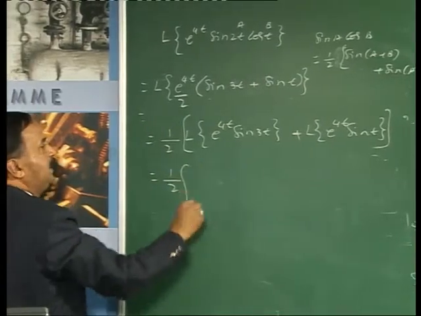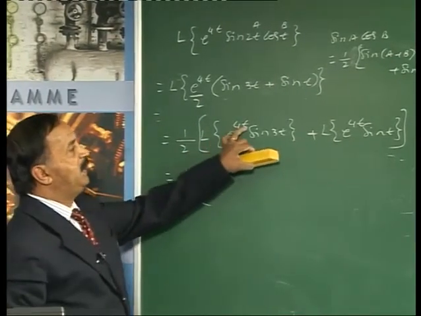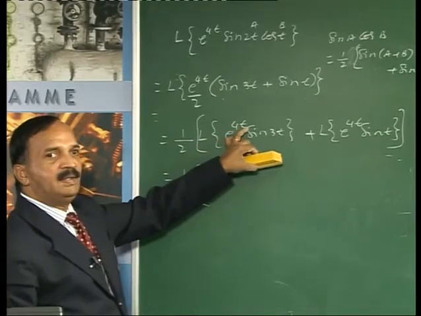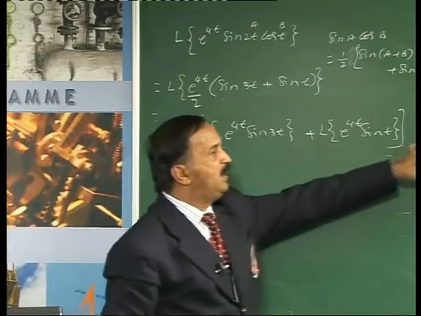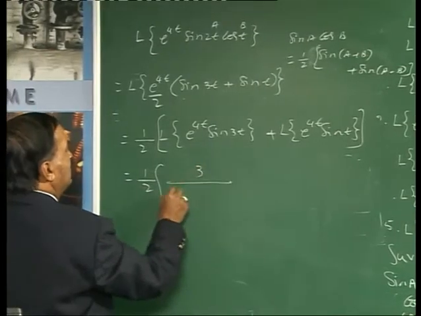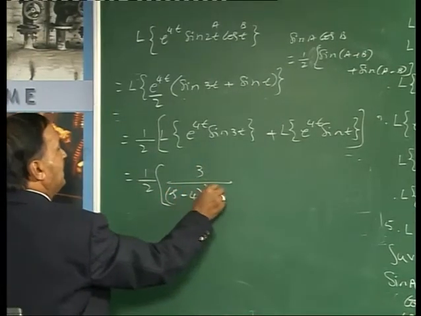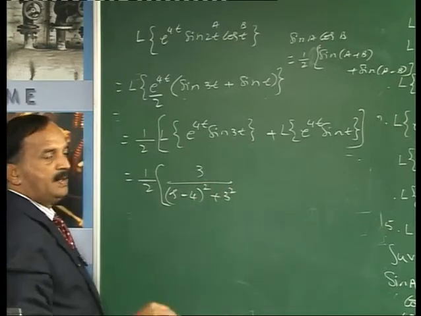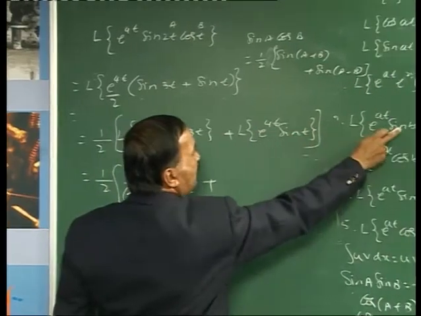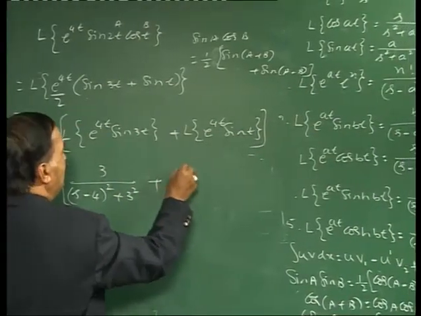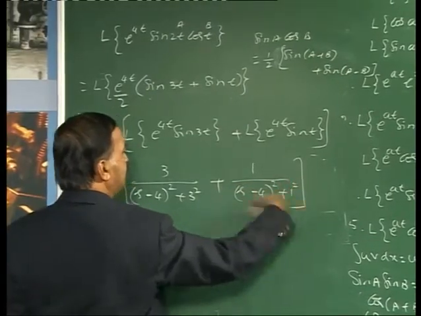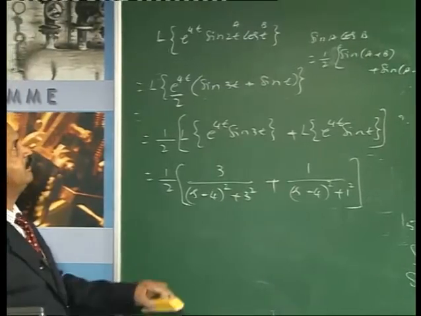That is equal to 1 by 2 into, it is of the form L of e to the power of at into sin bt. Use this formula here, put a equal to 4, b equal to 3, and you will get 3 by s minus 4 whole square plus 3 square, plus the same type here, put a equal to 4 and b equal to 1, you will get the answer. That means 1 by s minus 4 whole square plus 1 square. This is the answer.